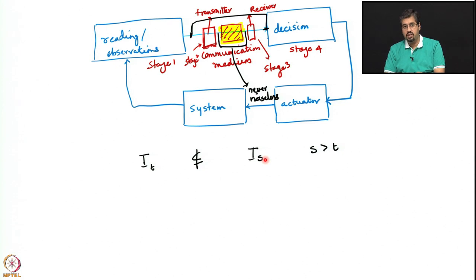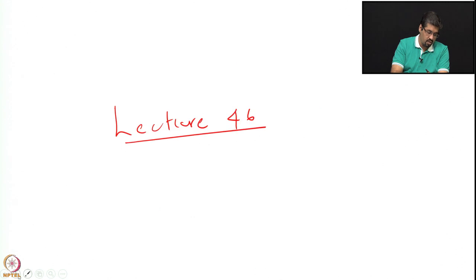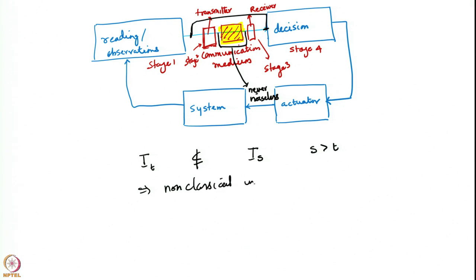And now you recall what was our definition of the classical information structure. Our classical information structure was that this inclusion must hold for all times, right. I_{k-1} is a subset of I_k for all k. So, once there is noise somewhere here, this inclusion does not hold, right. So, the classical information structure breaks down. So this results in non-classical information structure.